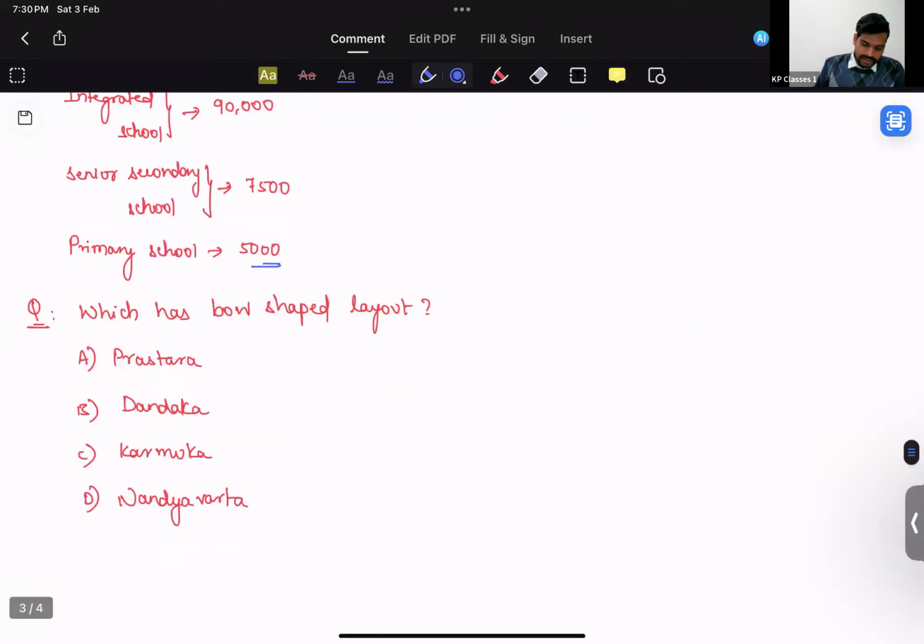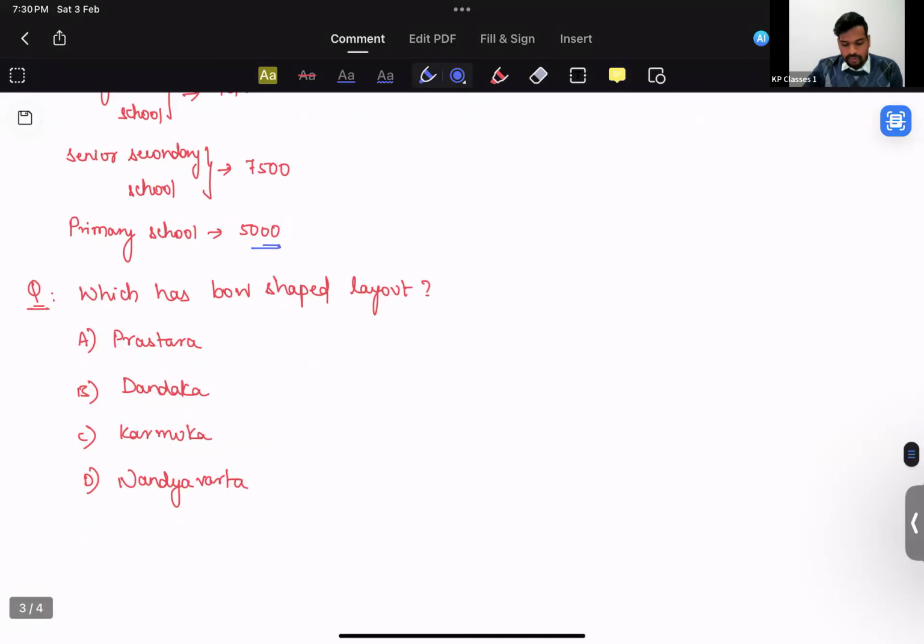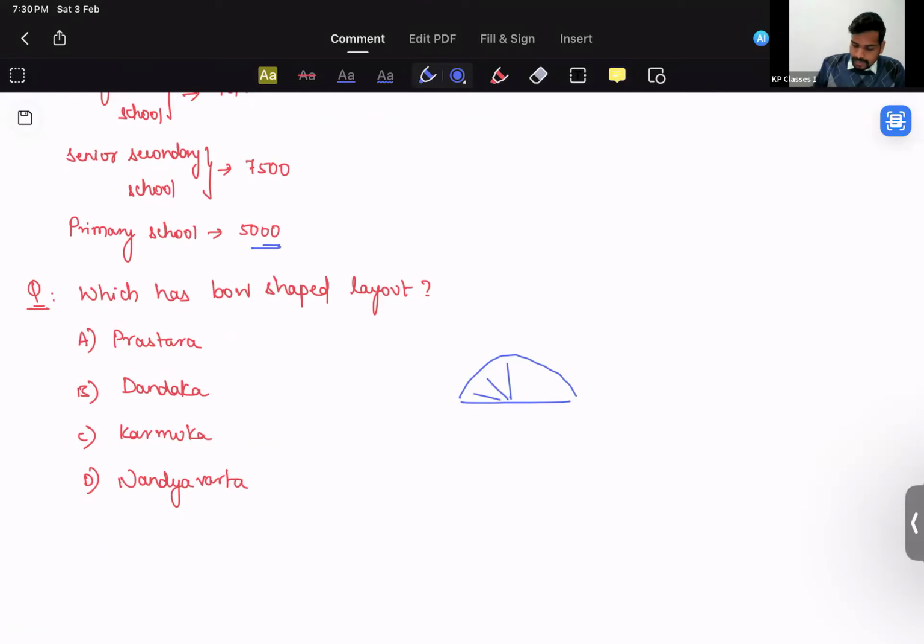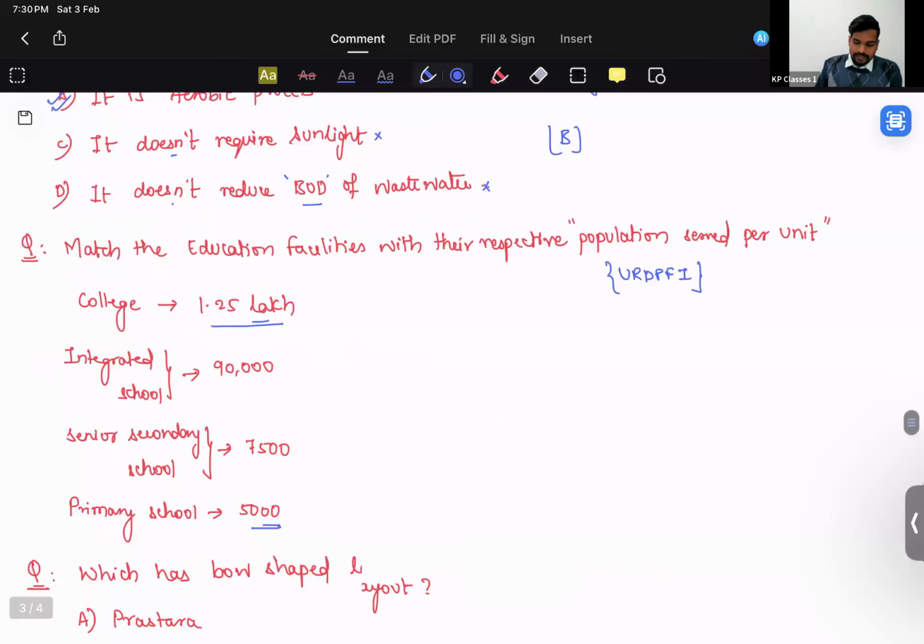The next one, this again is a theoretical question where they ask which of the following has a bow-shaped layout. So bow-shaped layout or bow-shaped network, this is based on Vedic town planning. So which is Karmuka layout? That would be the answer for this question, which is known to have a bow-shaped layout in the Vedic town planning principle. The other ones like Nandyavarta, Dandaka, these have a grid layout with rectangular intersecting street patterns. So Karmuka would be the answer for it.